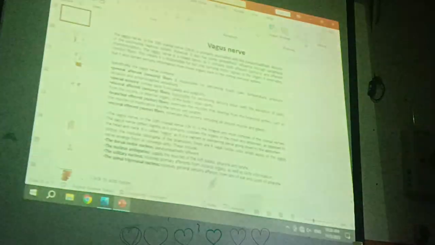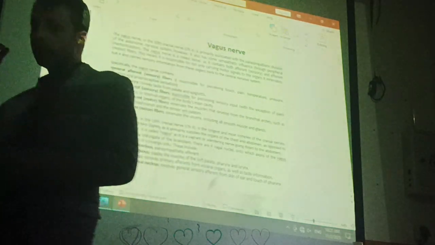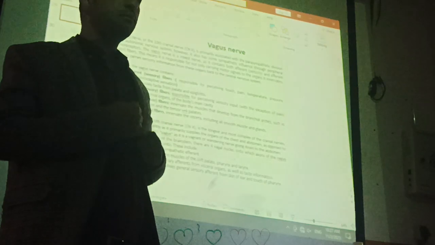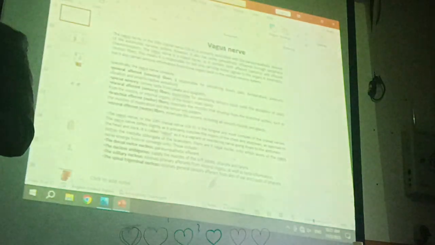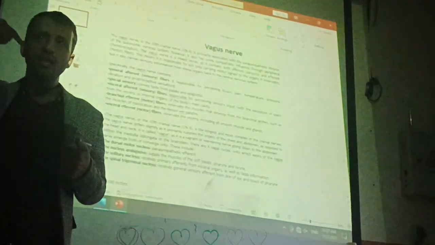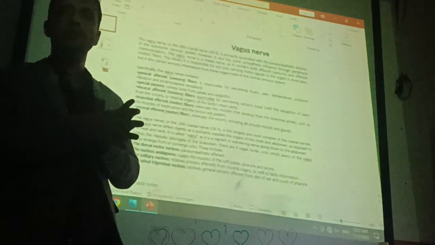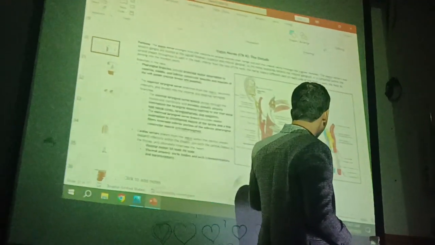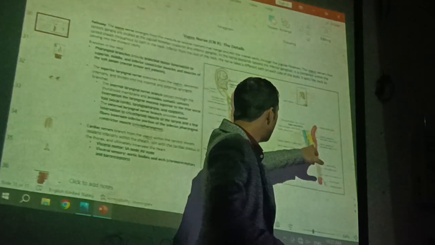Okay? So, the vagus nerve exits from the skull by which foramen? By the jugular foramen. Okay? When it exits the skull from the jugular foramen, it enters the carotid sheath. At the first part of the vagus nerve, we have two ganglions, here and here, as you can see. Superior ganglion and inferior ganglion.